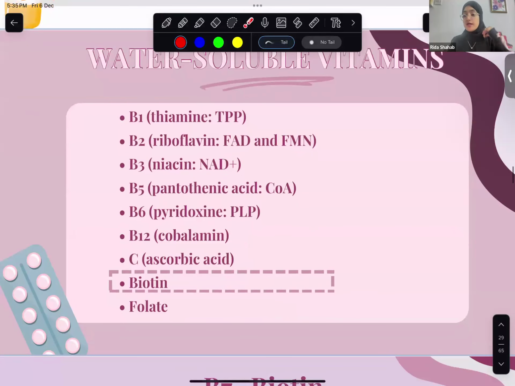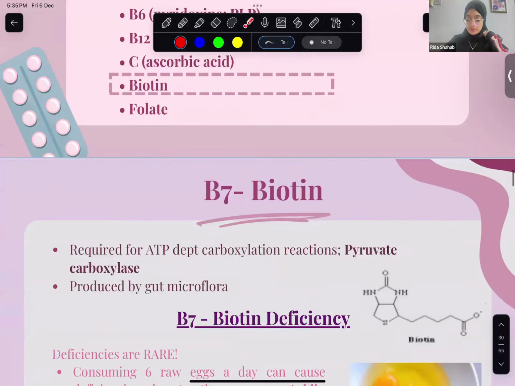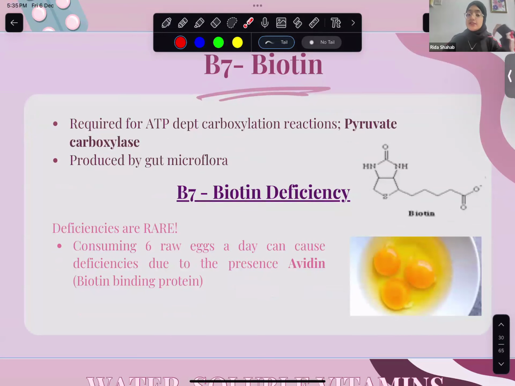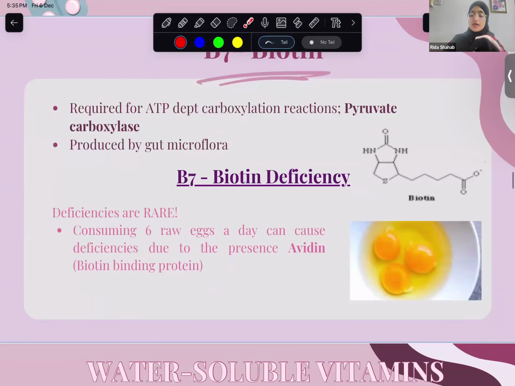Okay, we're going to go to biotin now, which is B7. This is required for ATP-dependent carboxylation reactions like pyruvate carboxylase. And pyruvate carboxylase converts pyruvate into oxaloacetate and takes it to the TCA cycle.